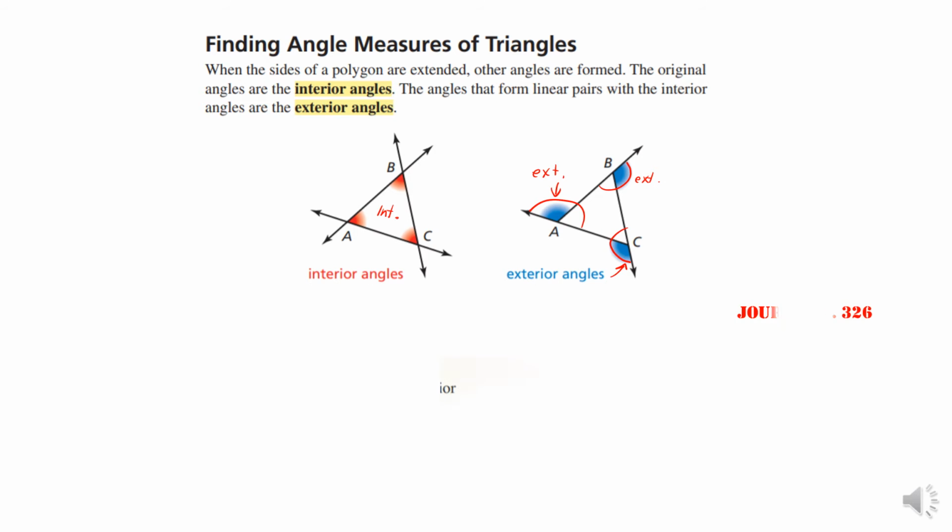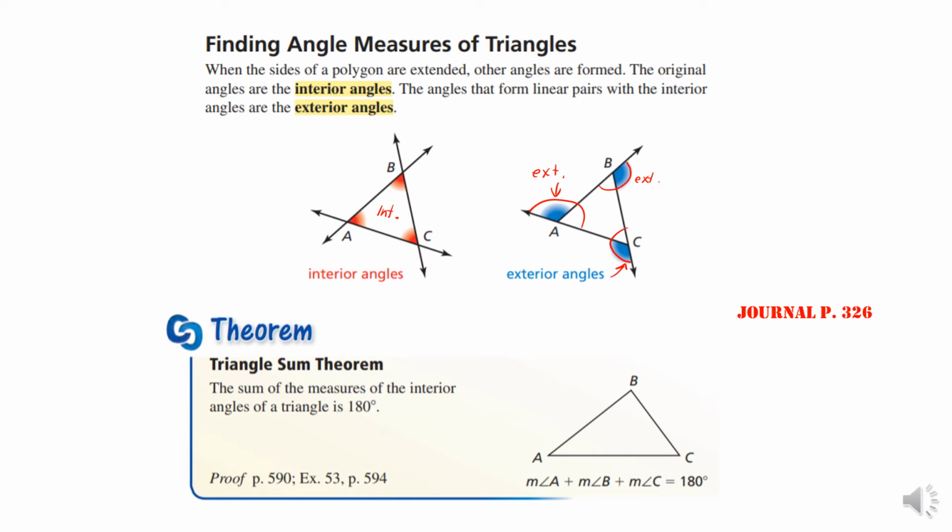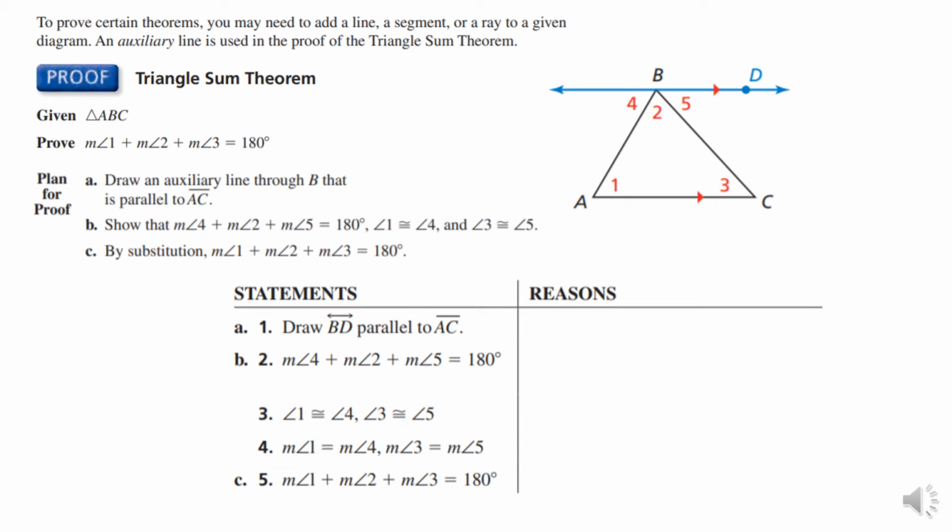Alrighty. So, in your journal on page 326, it tells you this rule. The triangle sum theorem says the sum of the measures of the interior angles of a triangle is always 180 degrees. Okay, so measure of angle A plus B plus C equals 180 degrees. All right. So, for certain theorems, you may need to add a line or a segment or a ray to a given diagram. An auxiliary line is used in the proof of the triangle sum theorem.